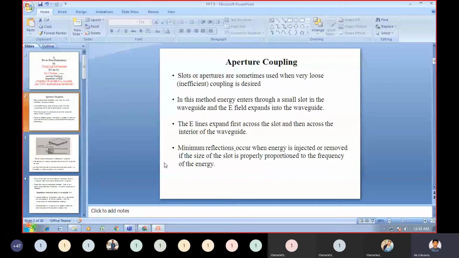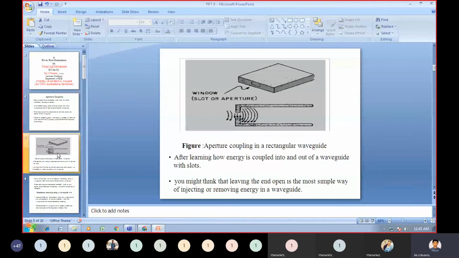The size of this aperture is proportional to the frequency of the energy. Just you need to remember this. Okay, this size is proportional to the frequency of the energy. This is the figure, aperture coupling.